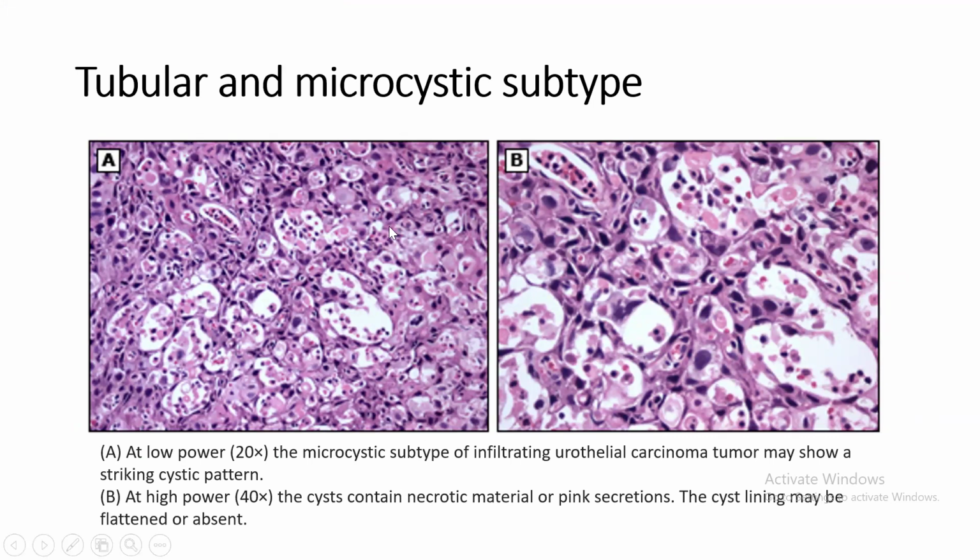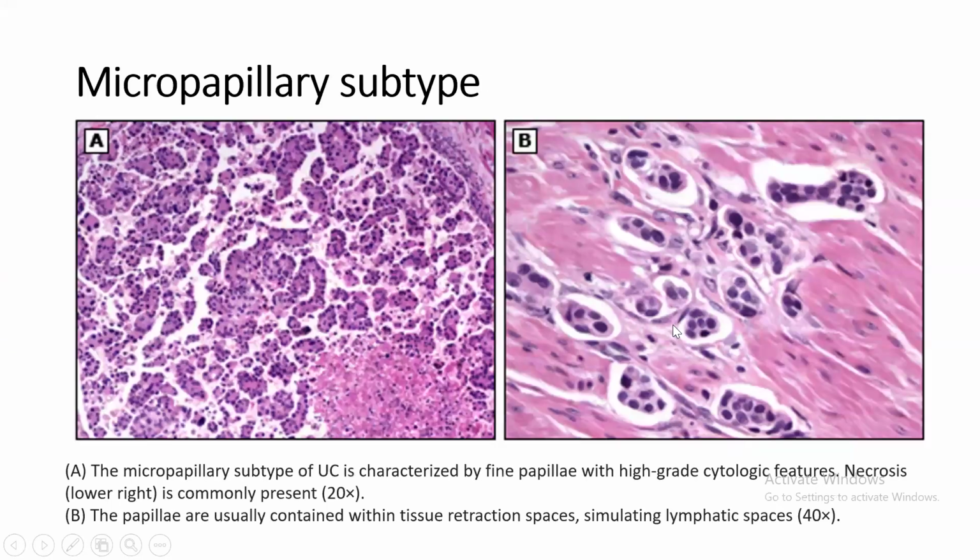Then secondly, we have tubular and microcystic subtypes. You can see these lumina over here, and the microcystic degeneration, and the pink secretions over here as well. Then micropapillary subtype.